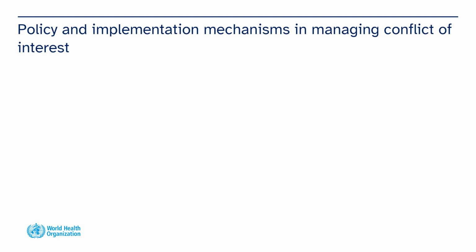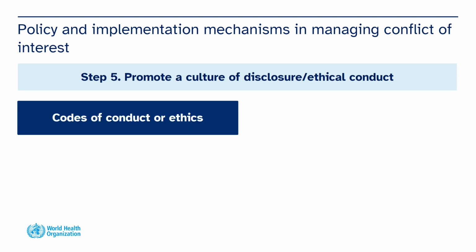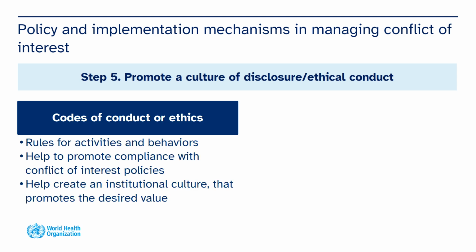The last step in policy and implementation mechanisms is Step 5. Promote a culture of disclosure or ethical conduct. Codes of conduct or ethics are rules for activities and behaviors such as accepting gifts from the pharmaceutical industry. They can help to promote compliance with conflict of interest policies, and create an institutional culture that promotes desired values.